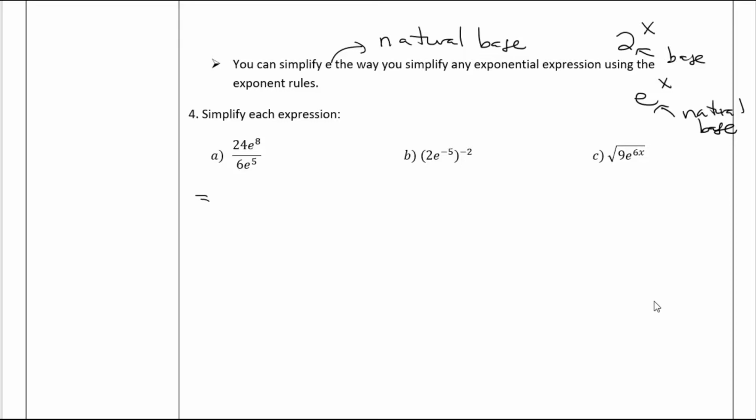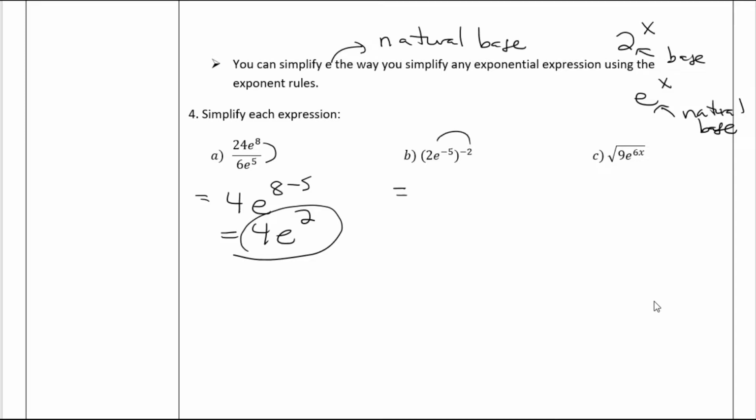So in this case, you're going to divide. So 24 divided by 6 is 4. And then remember, if you're dividing, you subtract the exponents. So you have e to the 8 minus 5. So you get 4e squared. Remember, e is just a number, so if you plug this into the calculator, you're going to get a number out of this. And that's all we want. Just simplify. All right, for this one, remember your exponent rules.